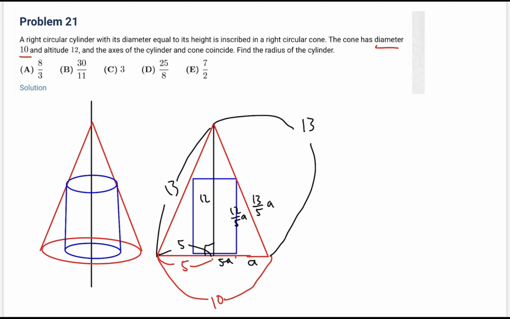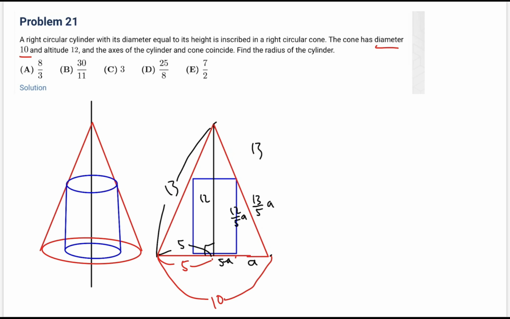But then we said that the diameter is equal to its height. So actually, this should not be a rectangle; it should be a square. So we can't actually make it into a square. But then this length should be the same as this length, right? So 12 over. This was way too far out.